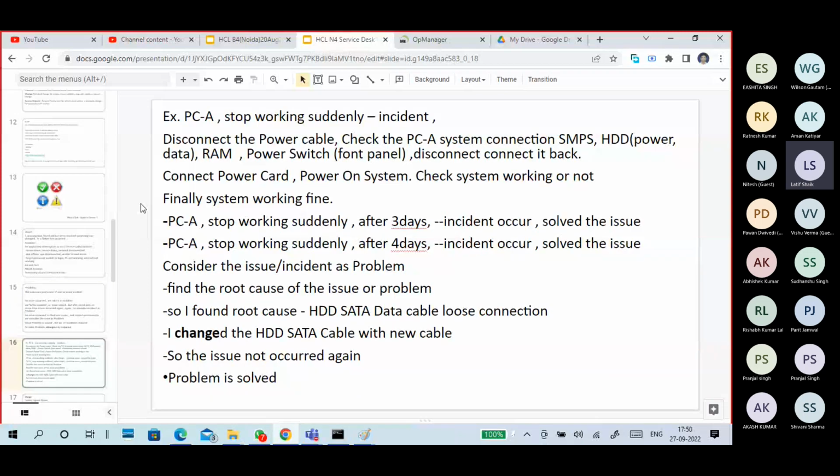This incident really happened at our office in Pune. So that's why I put all these things here. This is PC related, computer related, not pipe related. So this is the thing, guys. Listen carefully. How to solve problems permanently.